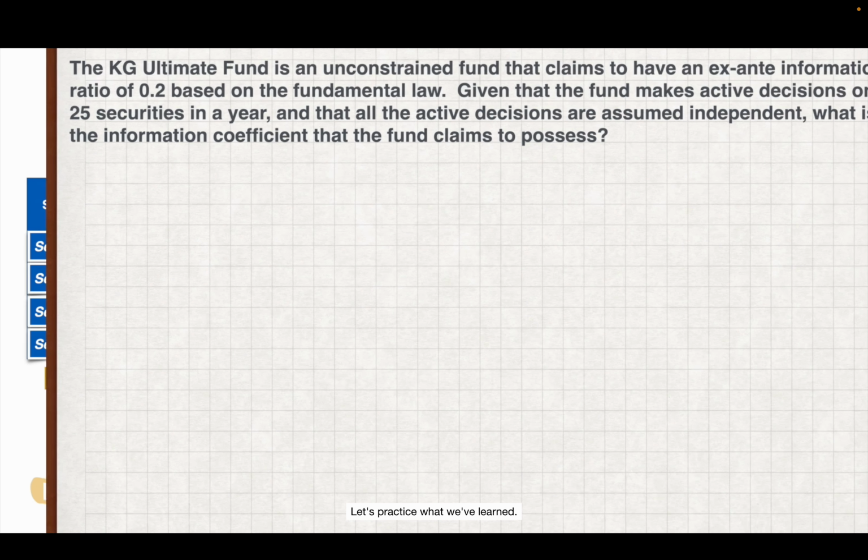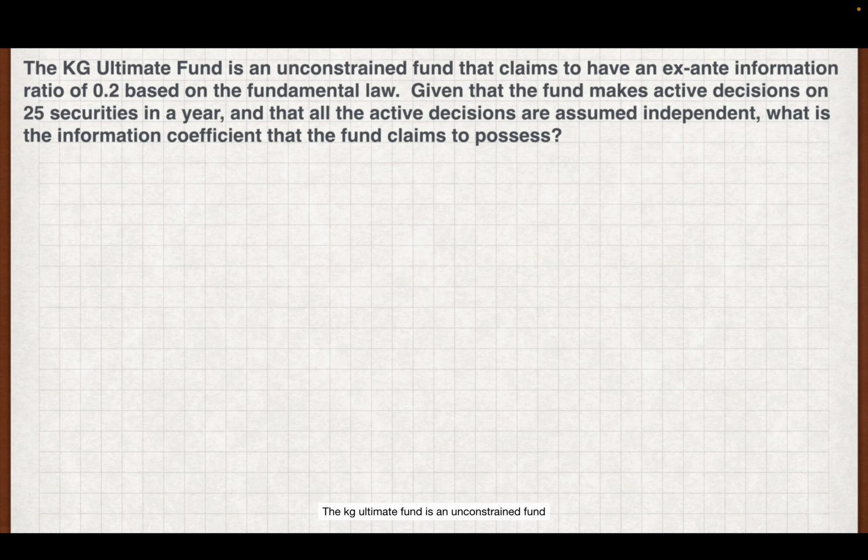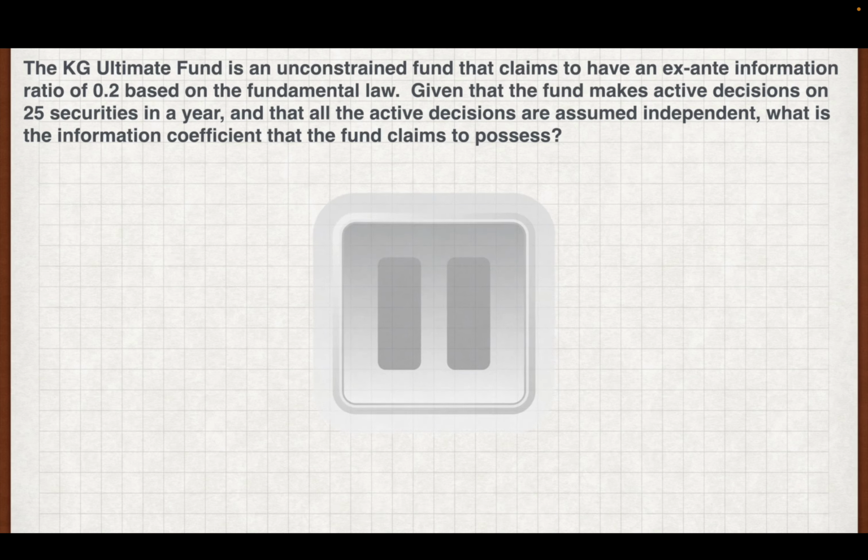Let's practice what we've learnt. The KG Ultimate Fund is an unconstrained fund that claims to have an ex-ante information ratio of 0.2 based on the fundamental law. Given that the fund makes active decisions on 25 securities in a year, and that all the active decisions are assumed independent, what is the information coefficient that the fund claims to possess? Pause the video now and work out your answer.